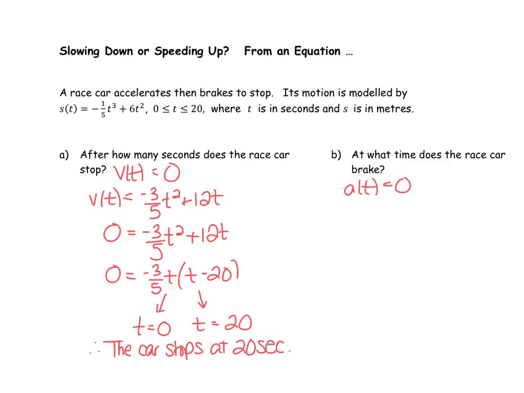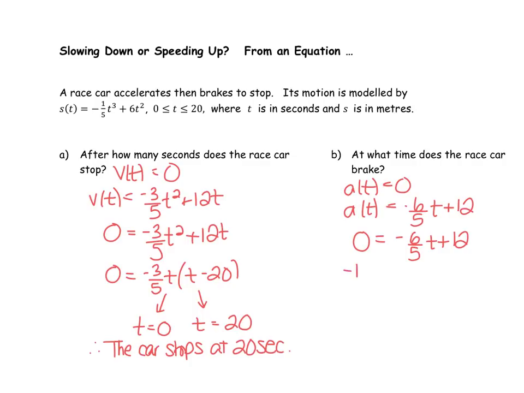So first off, we need to find our equation for a of t, which is the derivative of v of t, which gives us negative 6 over 5 t plus 12. And then we're going to set that equal to 0. So 0 equals negative 6 over 5 t plus 12. And we can just rearrange this and solve.